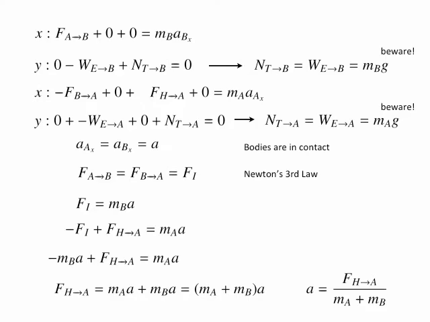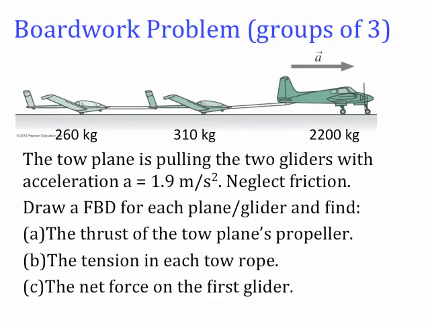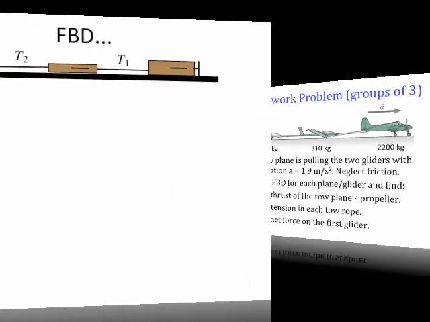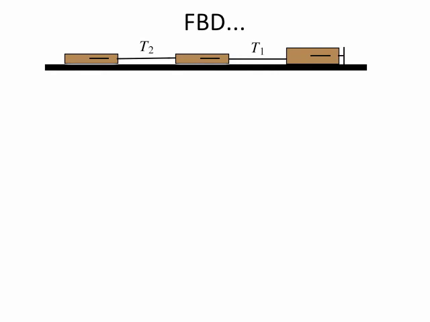Let's look at the board work problem from last time with the two gliders and the airplane. You're given an acceleration. You're asked to find the thrust of the tow plane's propeller, the force of the propeller on the plane, the tension in each tow rope, and the net force on the first glider. So those are the three things you're asked to find. The way you do it is to write a free body diagram.